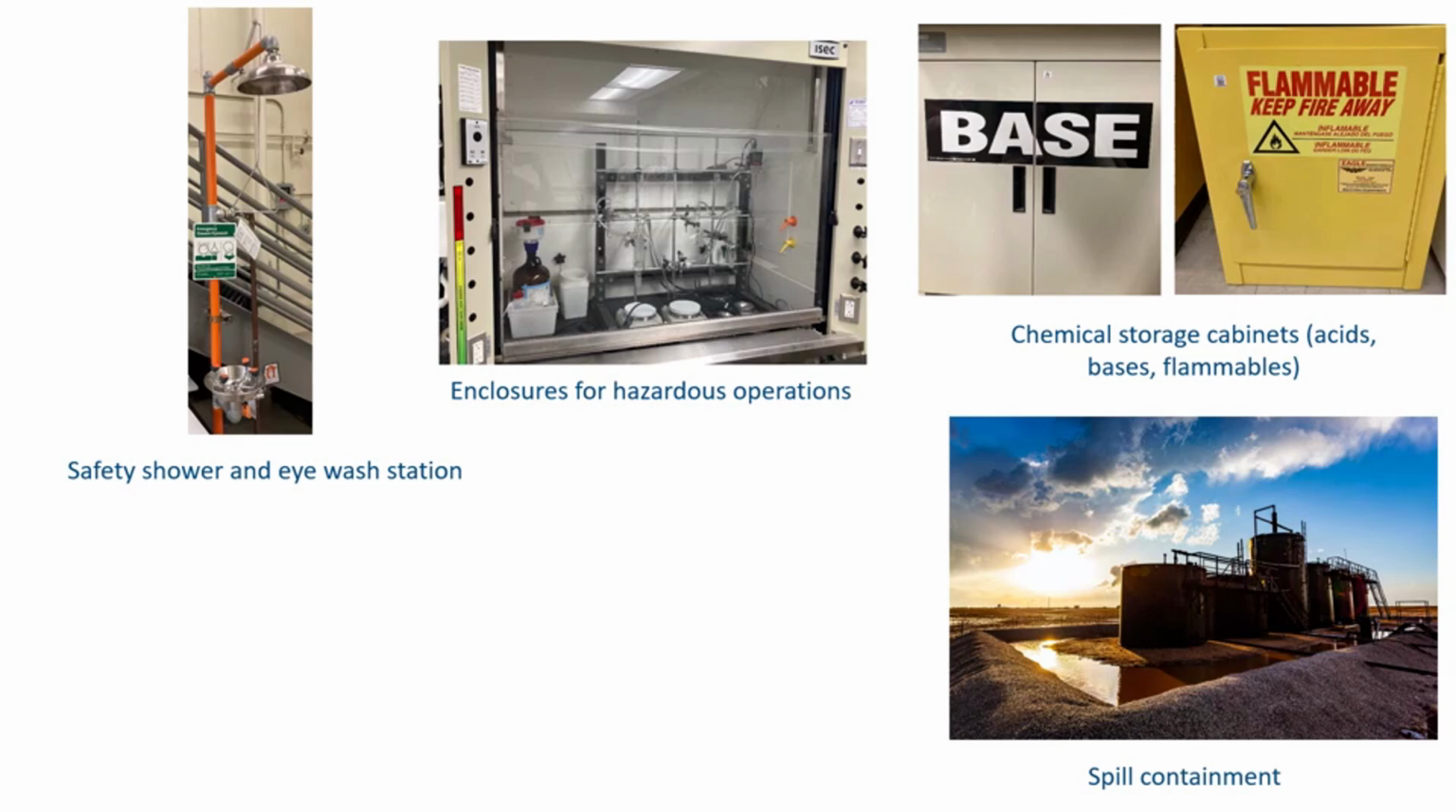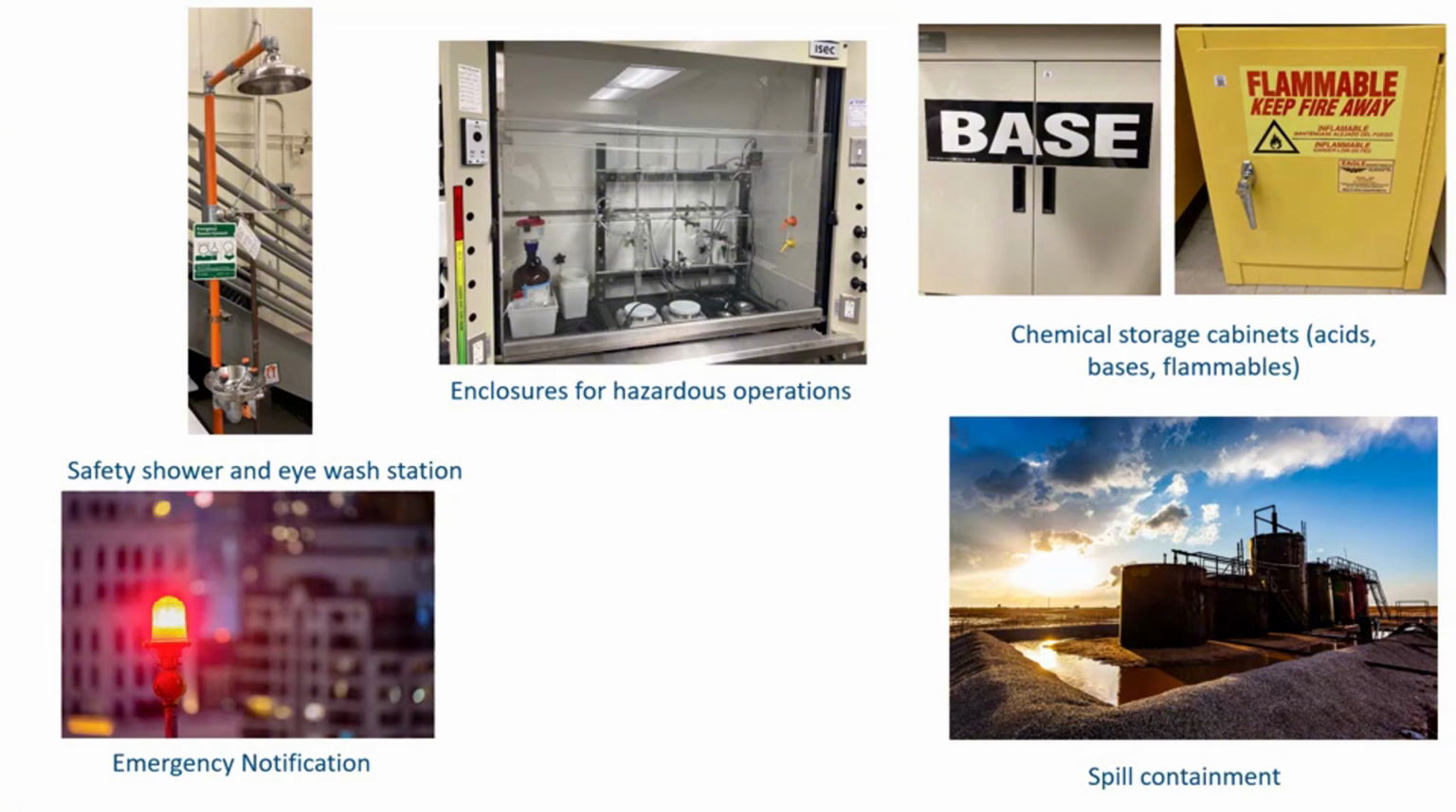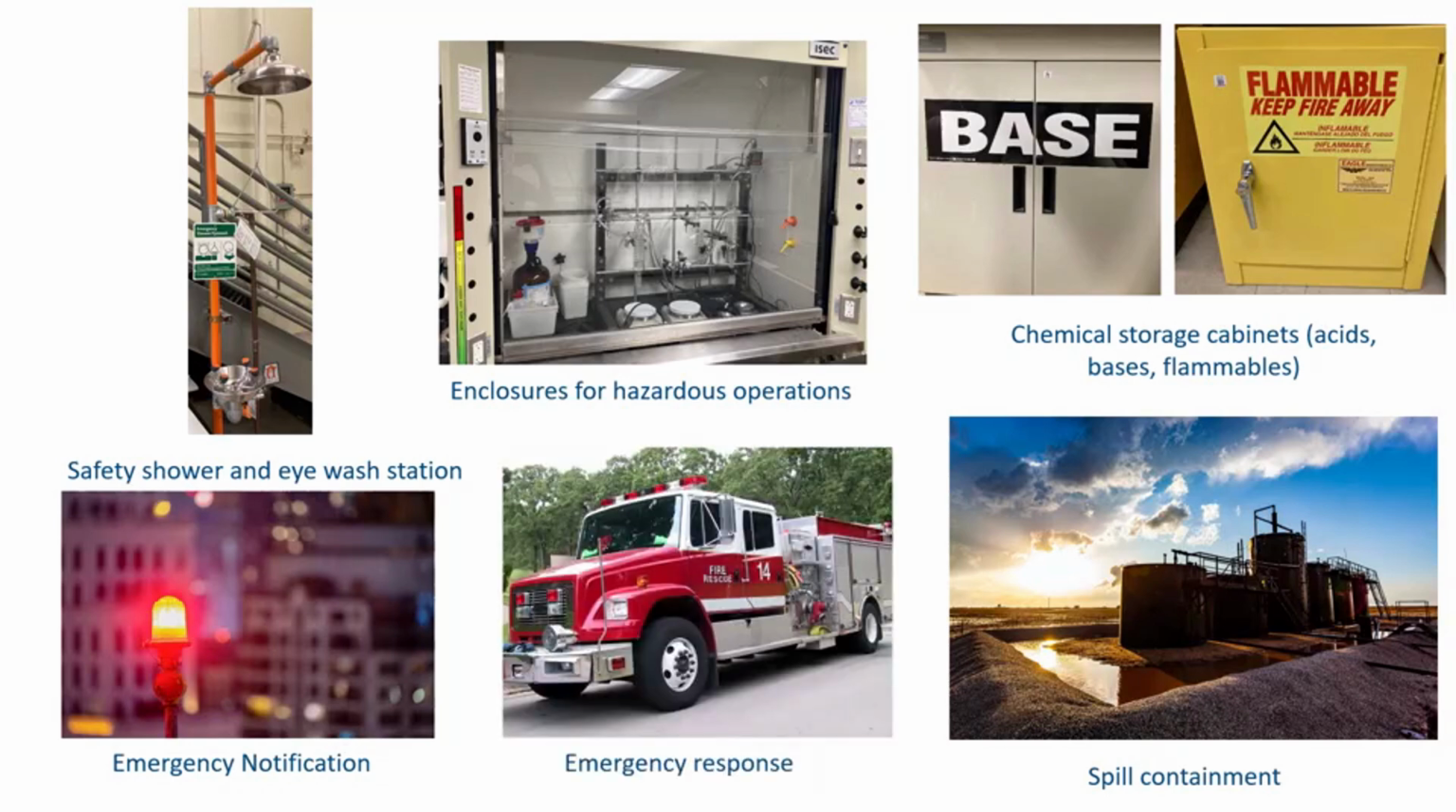Spill containment to contain a spill in a smaller location or footprint before it is more widely distributed in the environment. Emergency notifications are things like beacons and alarms to alert individuals of the presence of a toxic chemical. And of course, the emergency response to a particular incident.